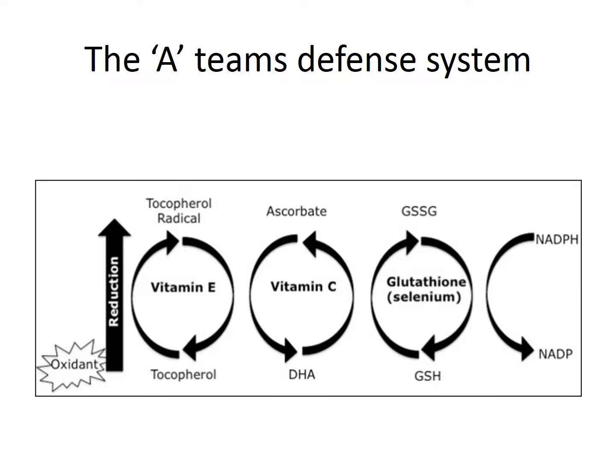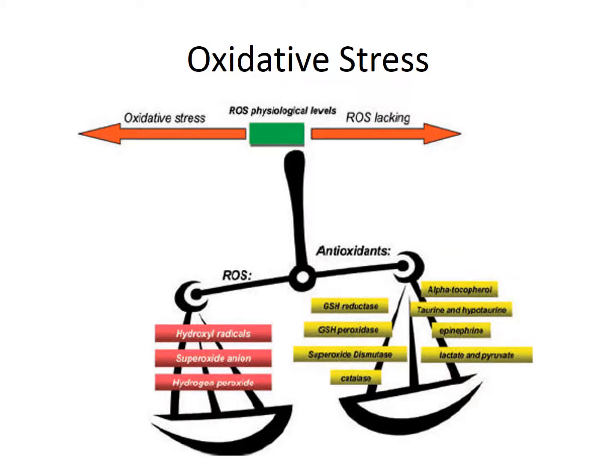Alright, now in spite of this defense system existing, in conditions where the oxidants or the free radicals are produced in such high quantity, then the damage to the tissue starts manifesting clinically. So now let's look at this one interesting concept called oxidative stress.